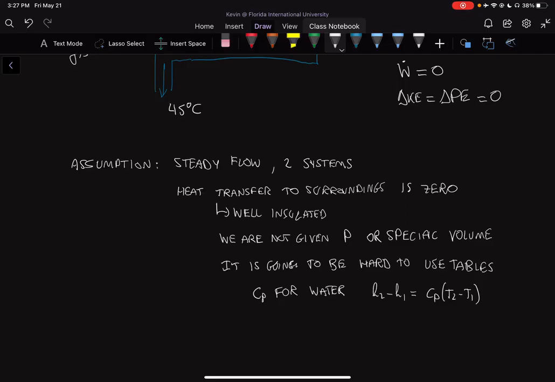So we don't have two properties in order to find more of them. So we're just going to have to assume that we're going to use CP for this problem. Okay, a little bit of a special case. And I wanted to show you that because of that.